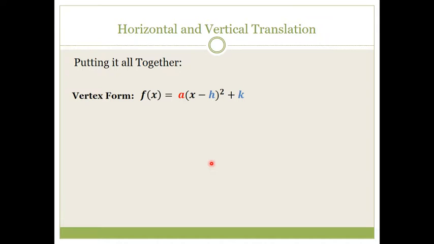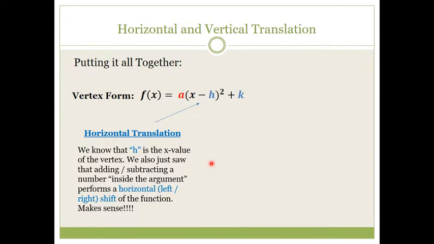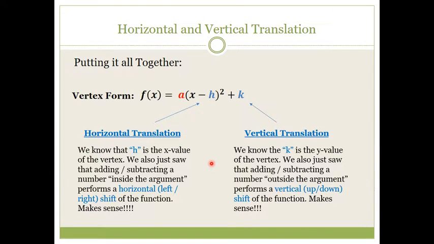So let's go ahead and put that all together with what we've learned about the vertex form. So here's the vertex form. And I told you earlier that the h represents the x value of the vertex, and that the k represents the y value of the vertex. Well, notice that inside the argument where I have the x minus h here, that does a left or right shift, or a horizontal translation. And it's the opposite because we have a minus sign here. That's why minus 5 shifts it to the right, and plus 5 shifts it to the left, because we're subtracting the opposite.